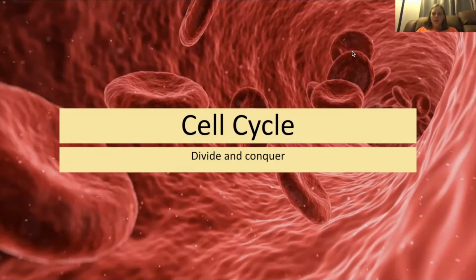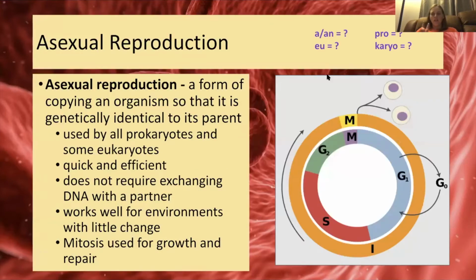Also, remember that all organisms are made of one or more cells, and this is one of the characteristics of a living thing. We've talked about several of these characteristics. Two others were growth and reproduction, both of which the cell cycle is going to have quite a bit to do with. There are two types of reproduction, sexual and asexual, and today we're going to focus on asexual reproduction, A for without and sex for exchanging DNA.